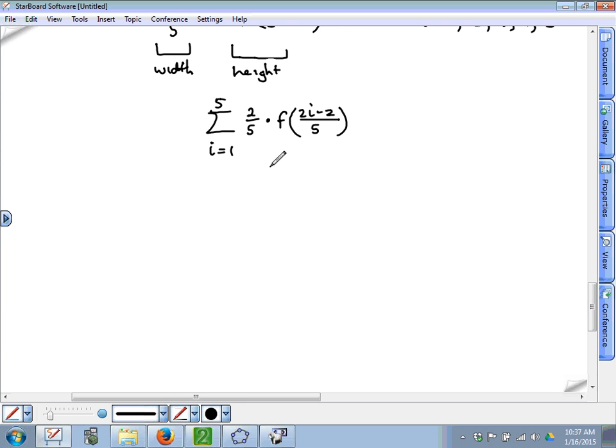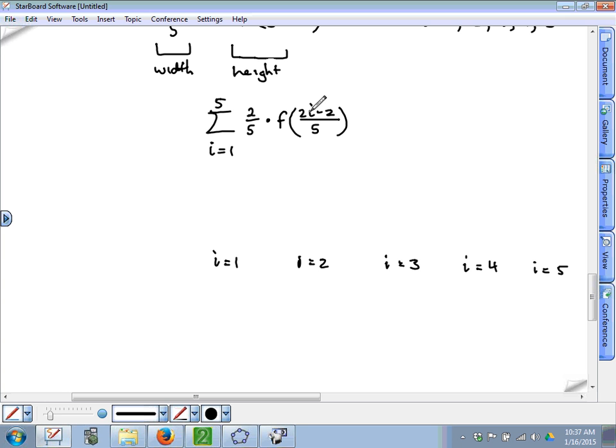Let's do this for i equals 1, i equals 2, i equals 3, i equals 4, and i equals 5. Okay? There's no way around it. This is just tedious work that you're going to have to know how to do for your assignment after your test. Okay? You guys with me? Yes, sir.